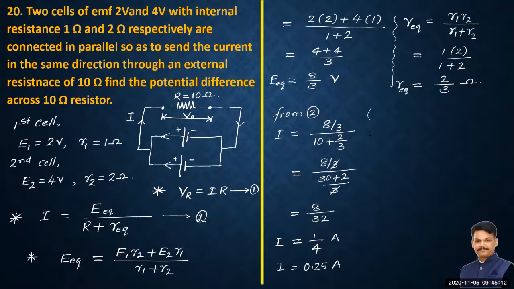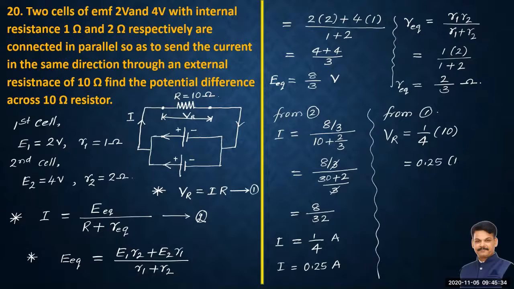Once you get the current, go to equation 1 to find the potential difference across the resistor. Hence from 1, the potential difference across the resistor is the current, which is 1 divided by 4, times the external resistor, which is 10. So it is 0.25 of 10. 0.25 means 1/4 of 10, hence it is 2.5 volt. So the terminal potential difference across the resistor will be 2.5 volt.